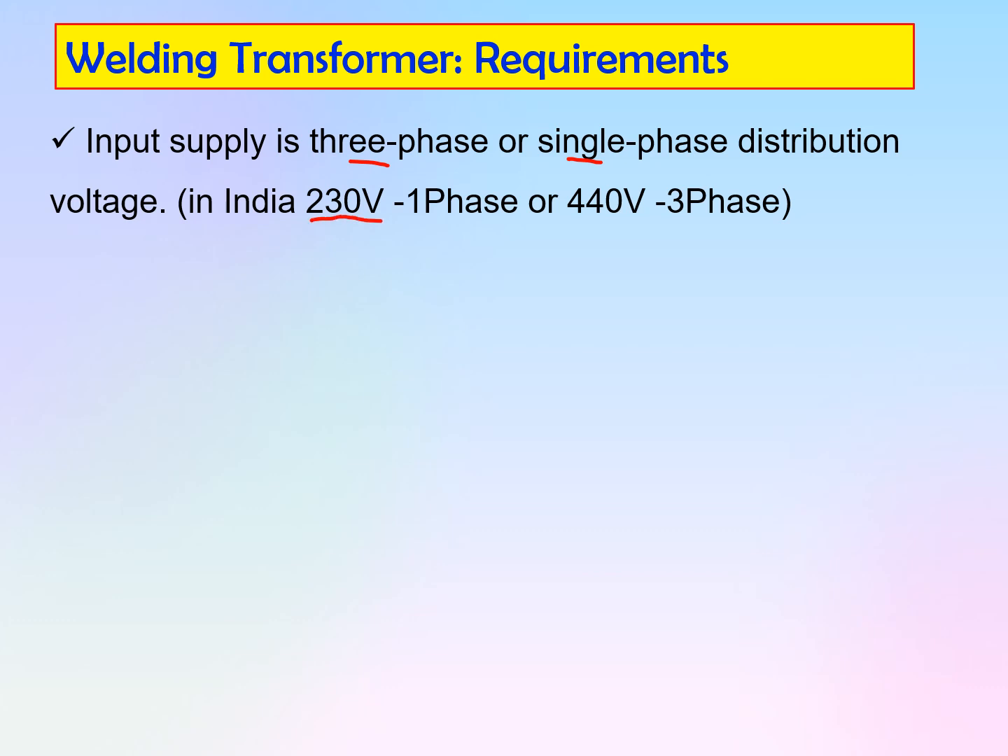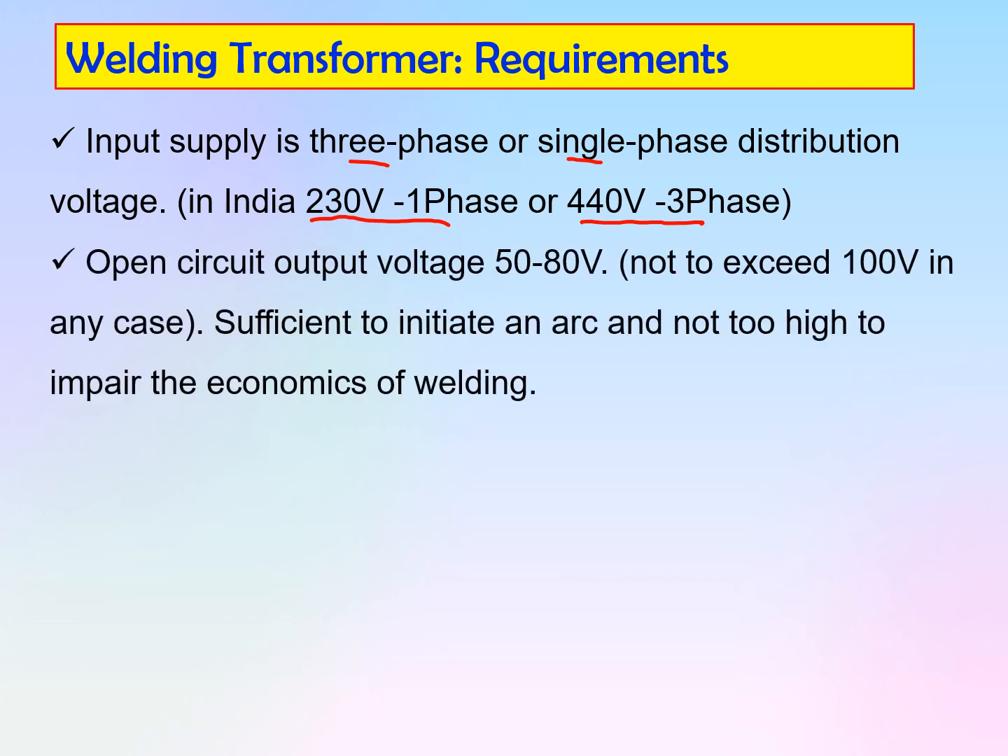In India, for a single phase we have 230 volt, and for a three-phase we have 440 volt. So the primary of the welding transformer must work on 230 volt or 440 volt depending upon the number of phases available. The open circuit output voltage of the welding transformer generally lies between 50 to 80 volt. It should not exceed 100 volt in any case. The 50 to 80 volt is sufficient to initiate the arc.